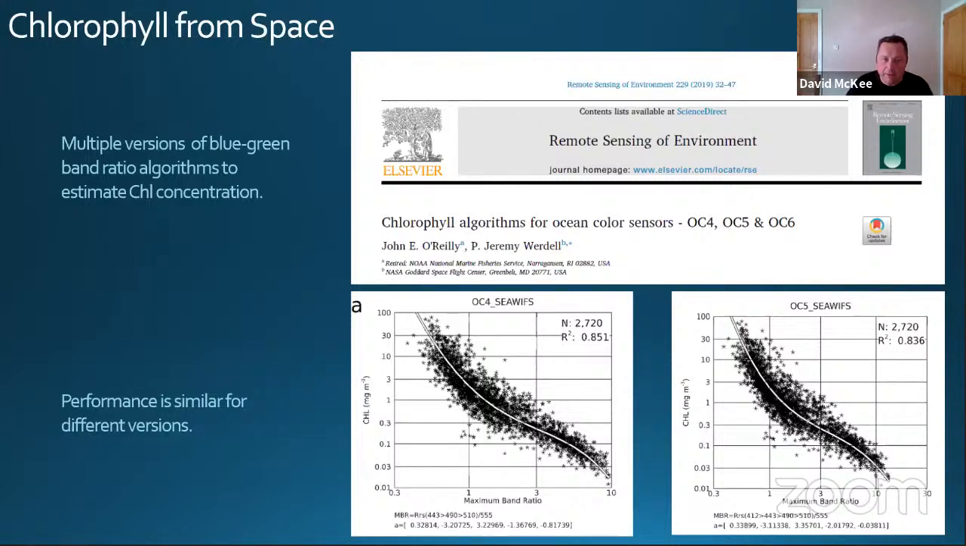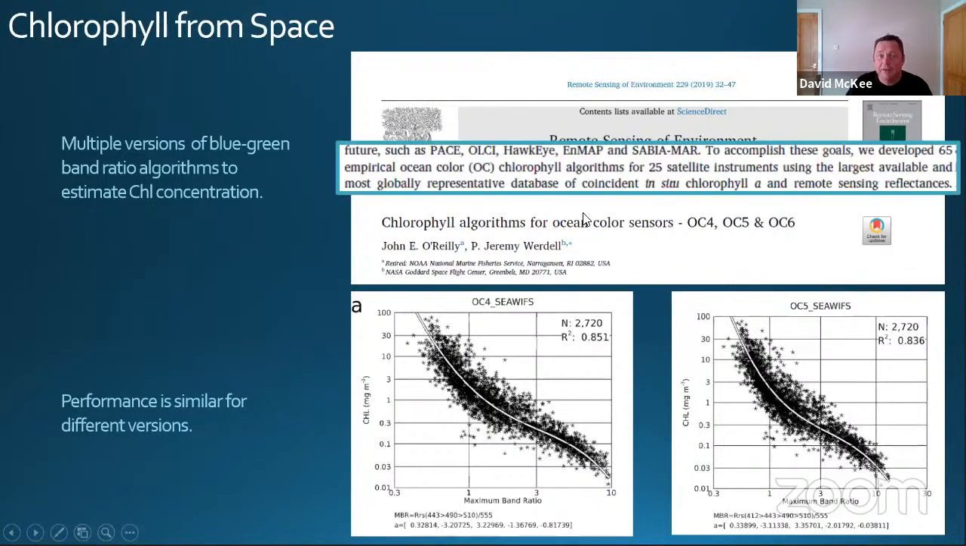And there's a lovely paper here by John Riley and Jeremy Werdell, where they actually compare 65 algorithms which are designed to work with 25 different satellite instruments. So they're doing a really comprehensive run through all of the various possibilities, trying to establish what are the optimal wave bands and combinations of wave bands to try and get the best quality product out. And what you see is, in actual fact, there's pretty good performance, and whilst there is variation from one algorithm to another, there's fairly comparable performance.